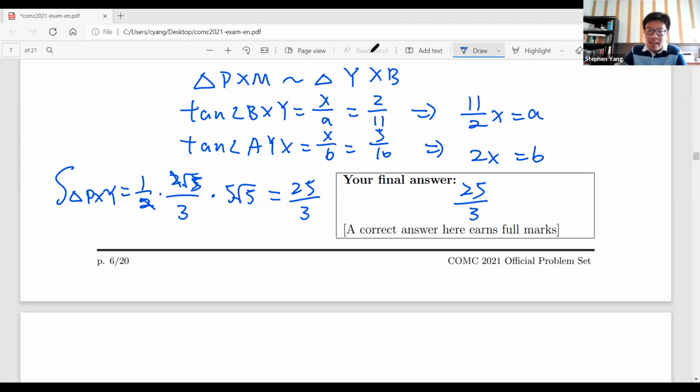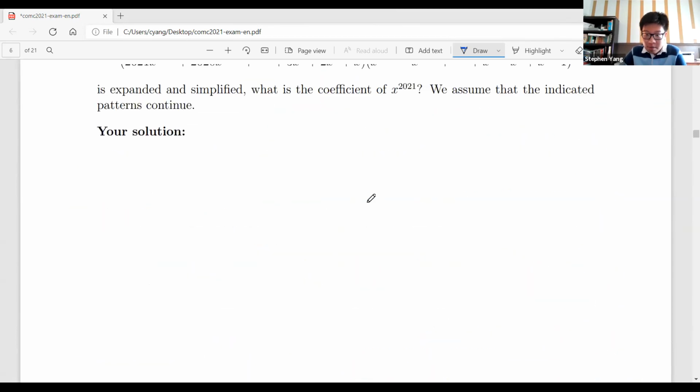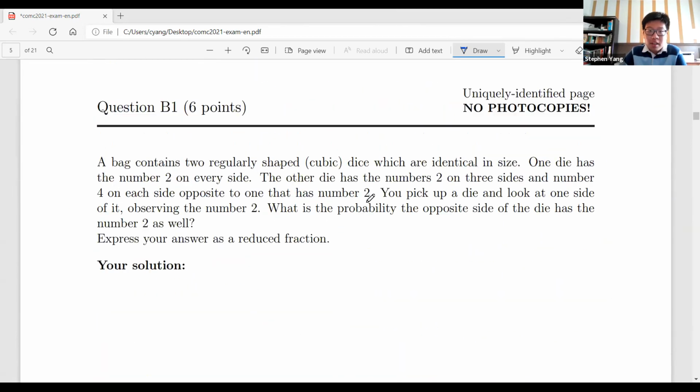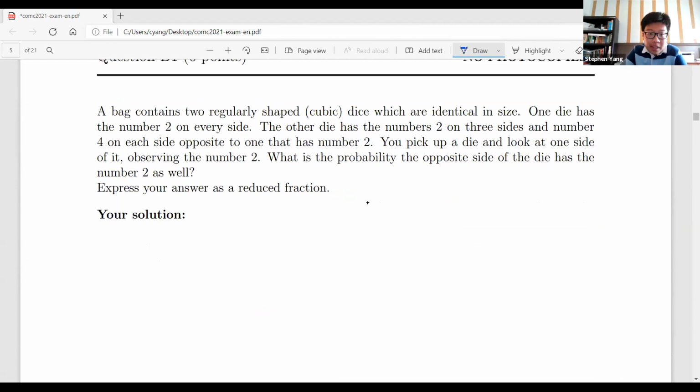Okay, B1. Okay, this here's B1. It's kind of a trap question, I think. So it says a bag contains two regularly shaped cubic dice that are identical in size. One die has the number 2 on every side, and the other die has the number 2 on 3 sides, and a number 4 on each side opposite to one that has number 2. You pick a die and look at one side of it, observing a number 2. What is the probability that the opposite side of the die has number 2 as well?